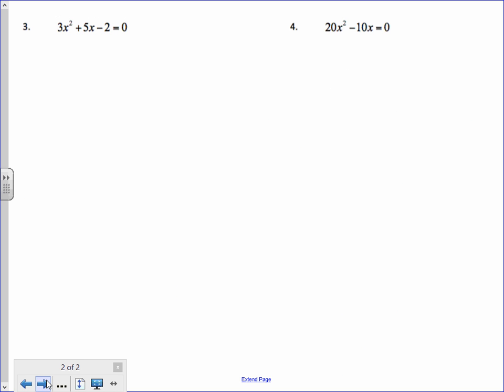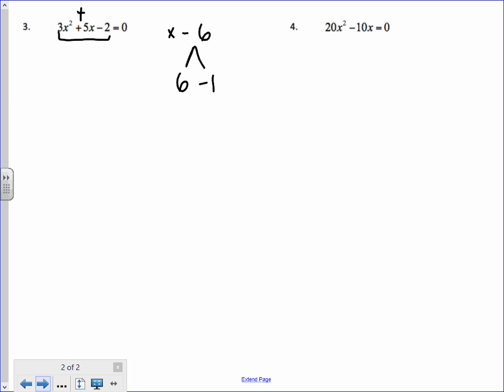All right, looking at number 3, I have 3x squared plus 5x minus 2. This is also a trinomial that does not have a GCF. So I start again by multiplying the first term and the last term, which gives me negative 6. So I need to find two numbers that multiply to negative 6 and add to 5. Those two numbers are 6 and negative 1.